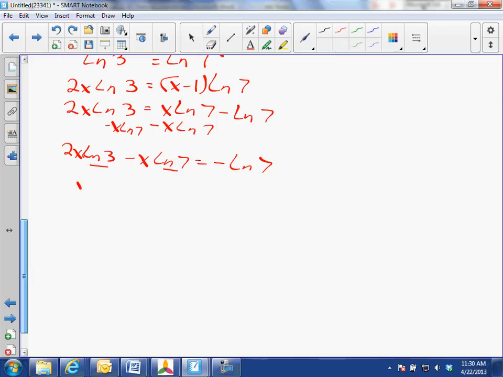And we, on the outside, right? Undistribute, factor out. Yeah. What are we left with in the parentheses? 2 natural log 3, yep, minus natural log 7. Okay, now what?